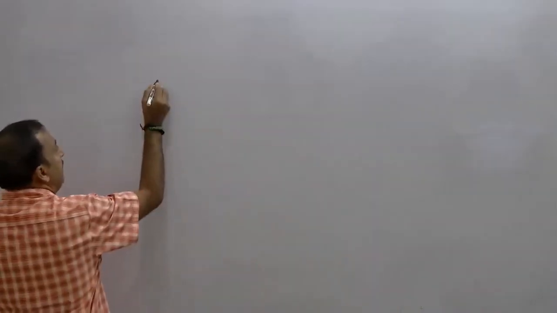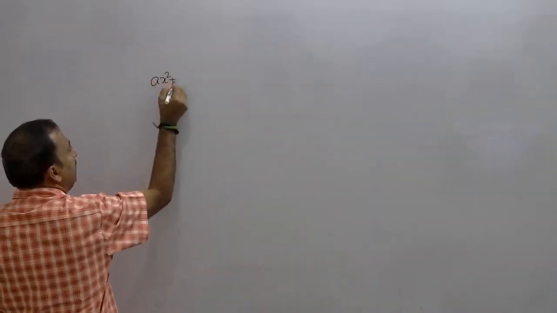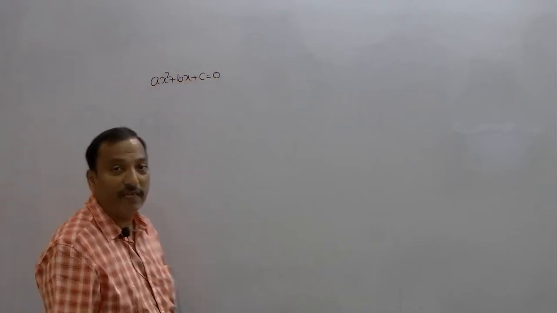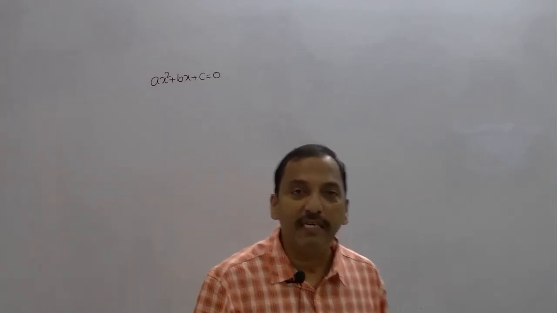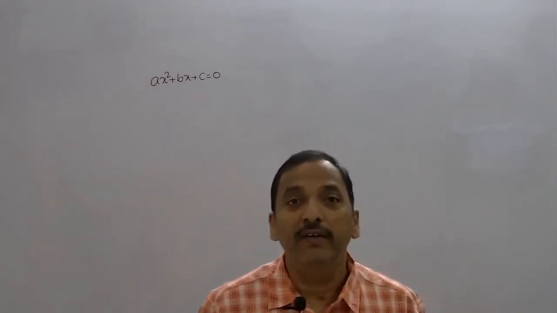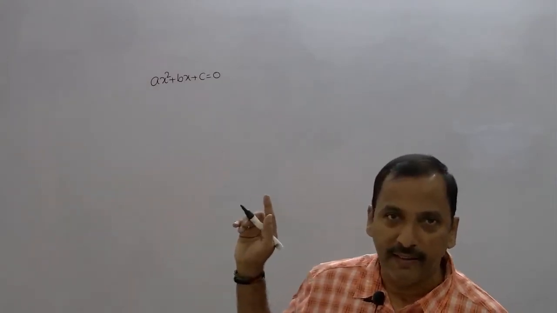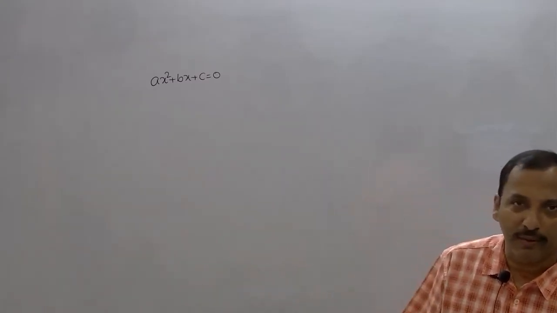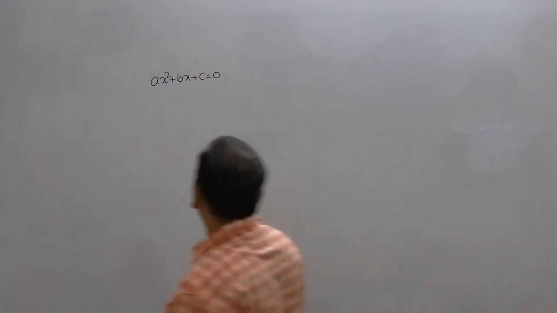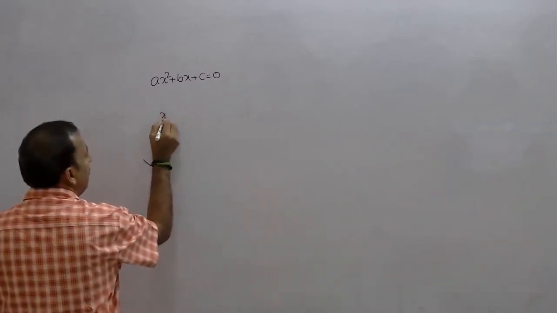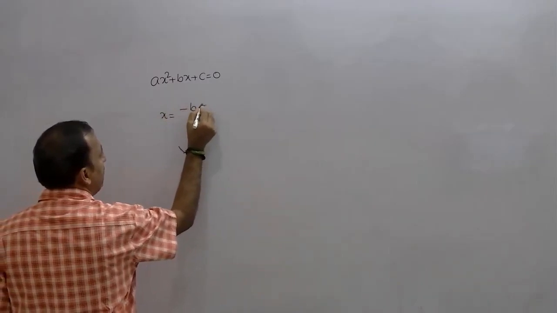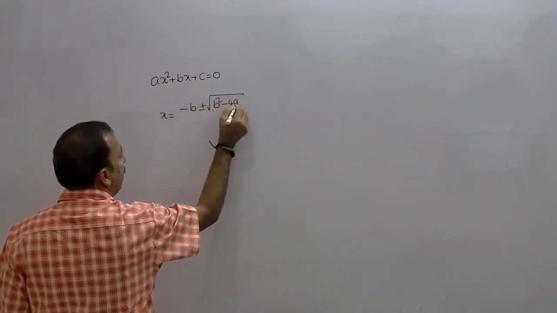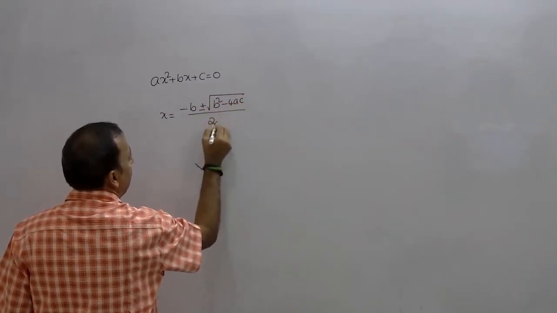See, ax square plus bx plus c is equal to 0. It is called a quadratic equation, that means the second degree equation in one variable x. This one is ax square plus bx plus c is equal to 0. From this equation, we can write the value of x is minus b plus or minus root of b square minus 4ac by 2a.